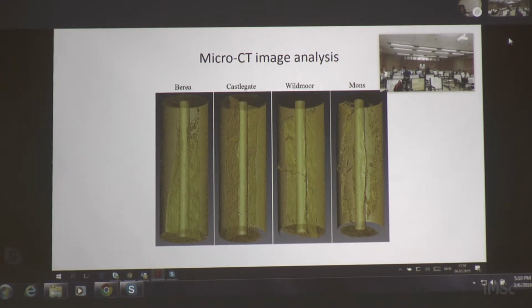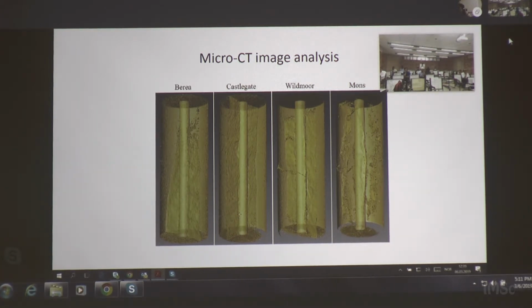So we did another thing: after the test, we sent all our samples for microCT image analysis. Actually, we got the images from one company who are doing this microCT scanning. I have given here 4 examples of 4 different types of rocks. The first one on the left side is Berea, and then Castlegate, the Wildmoor, and Mons. Mons is a chalk type of rock, and the other 3 are sandstone.